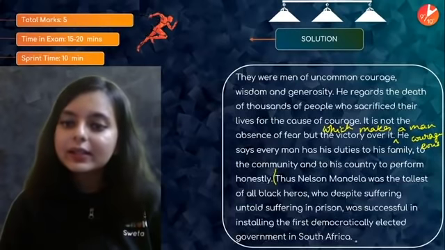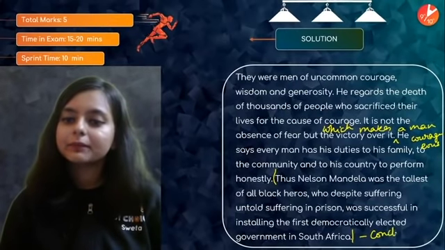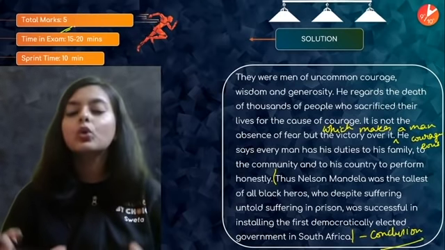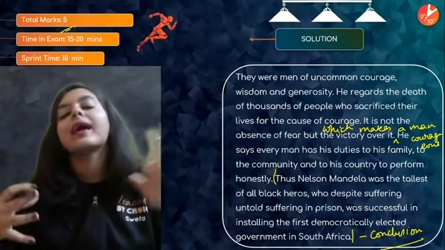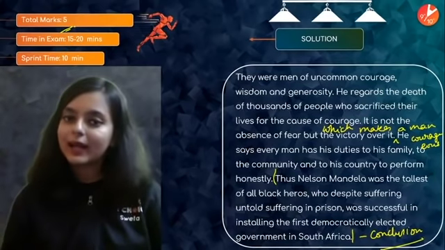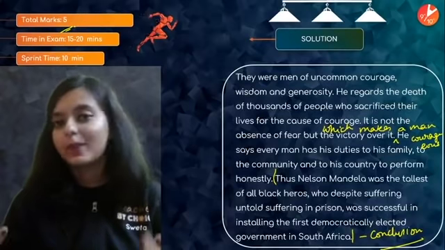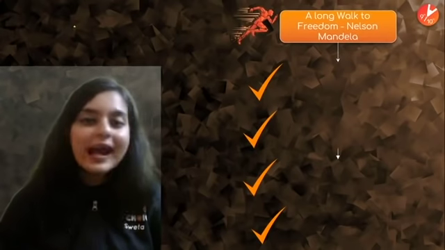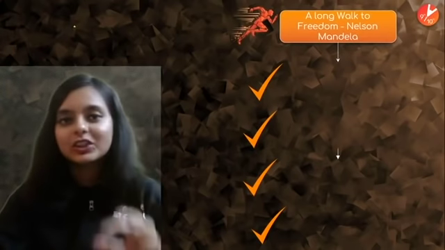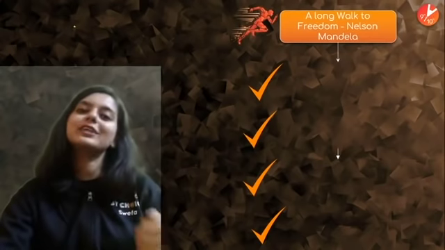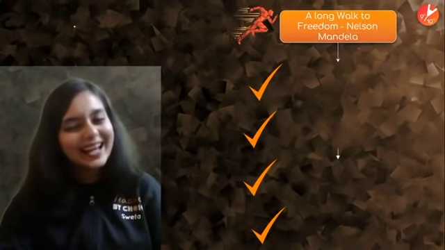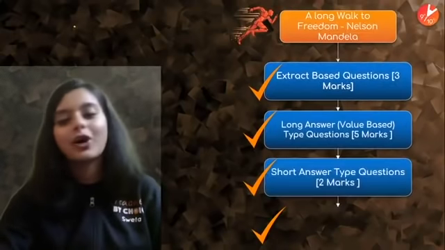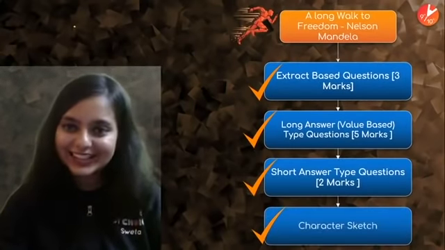So, this is actually the conclusion to your answer. So you see, whenever you get a 5-mark question, try to give an introductory statement and a conclusion to your answer as well. Right? That is going to make your answer much better. Right. So I guess now you are prepared with this chapter. The final revision of this chapter is over and you're prepared to actually rock your pre-boards, right? So we have discussed extract based question, long answer type question, short answer type question, as well as character sketch.